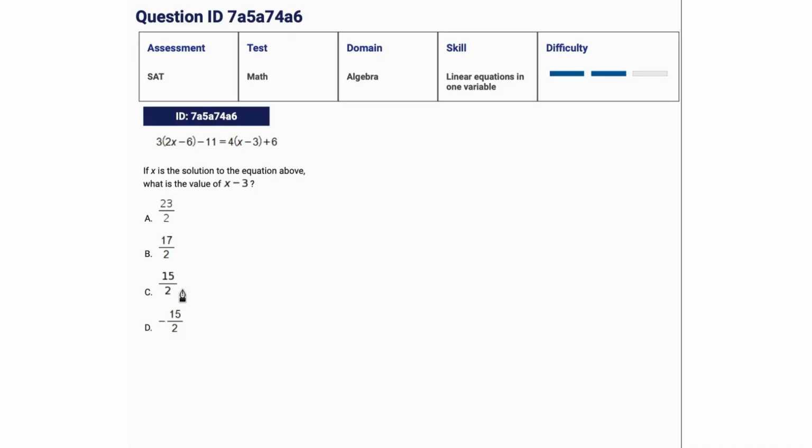If x is the solution to the equation above, this one, what is the value of x minus 3? So I'll give you a minute to pause the video and try to solve this by yourself. Okay, let's start solving this question now. So they're saying that we need to find out this value and they gave us this equation.